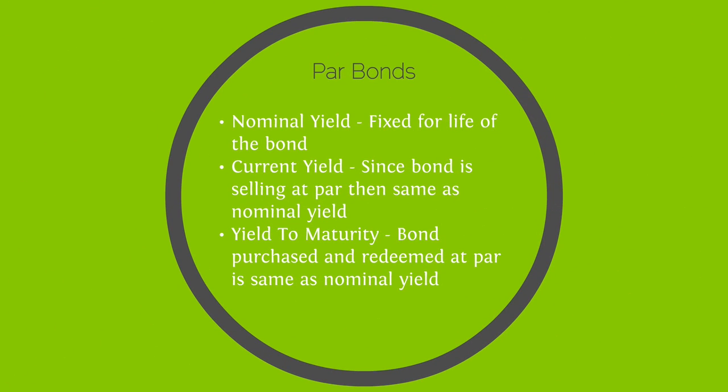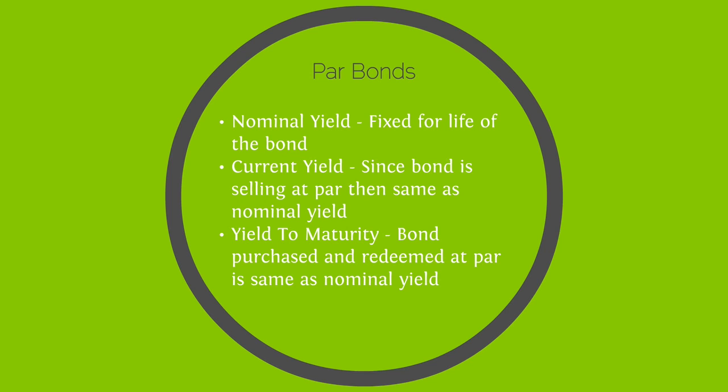The price of a bond can affect the yield, as we saw with the nominal and current yield calculations, depending on what market interest rates are. A par bond means that the market interest rates are the same as when the bond was issued, so the nominal yield is equal to current market rates. So the nominal yield on a par bond doesn't change. It's fixed for the life of the bond.